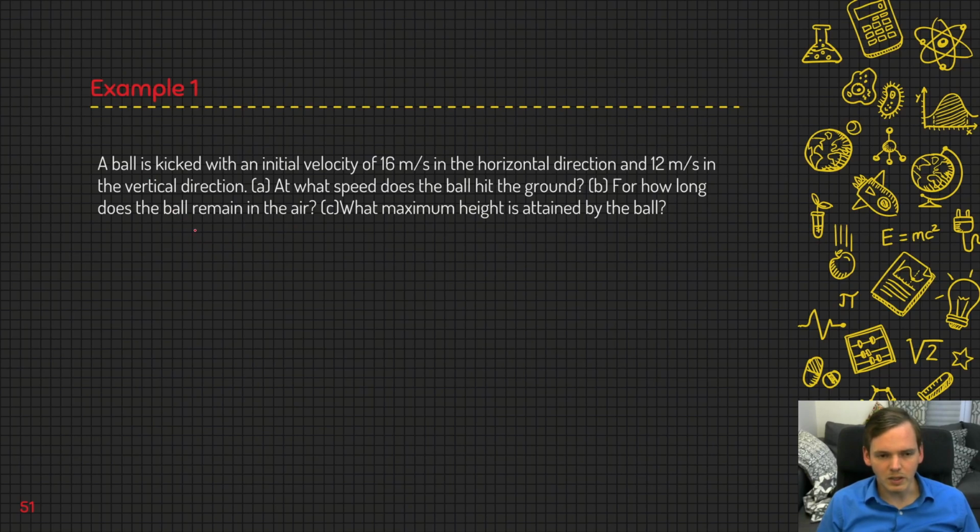So for example 1, a ball is kicked with an initial velocity of 16 meters per second in the horizontal direction and 12 meters per second in the vertical direction. At what speed does the ball hit the ground? For how long does the ball remain in the air? What is the maximum height attained by the ball? So there's a lot of parts, but let's start by just sketching this situation.